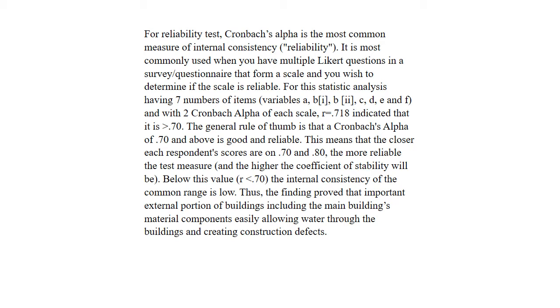Thus, the finding proves that the important external portions of the building, including the main building material components, easily allow water into the building, creating construction defects. From this combined alpha, the statistics show that the main reason why buildings have a lot of defects is water penetrating through the building.